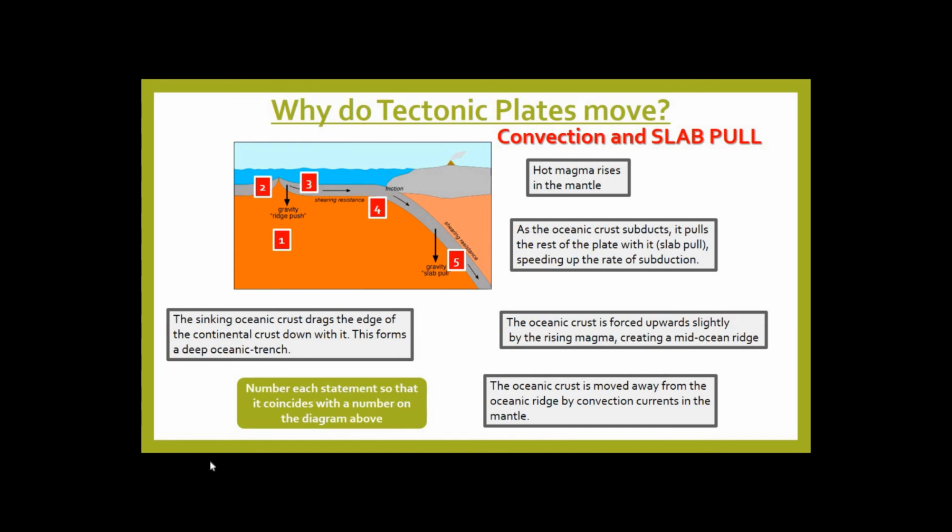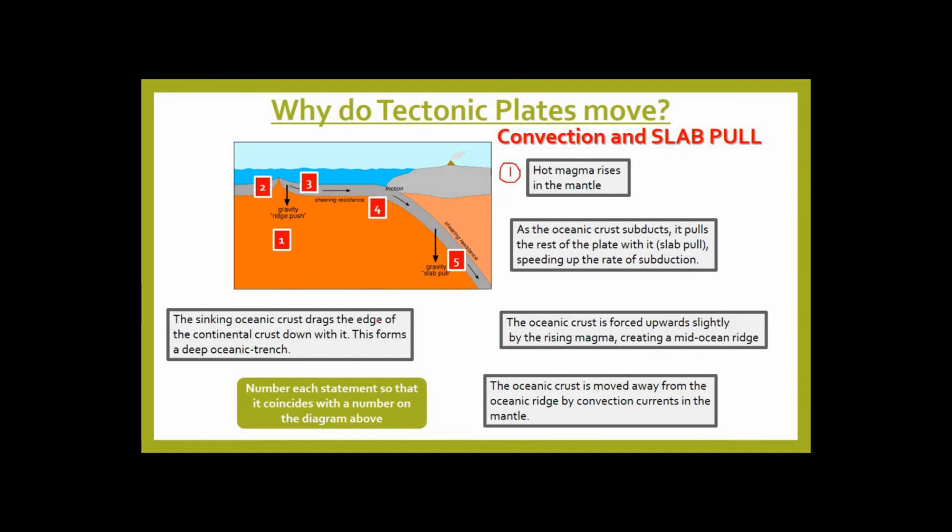Okay, so you should have them in this order. Let's take a look. So number 1, the hot magma rises in the mantle. Now magma is the word given to the hot molten rock when it's inside the earth. Once it's been erupted out of a volcano, it's called lava. I don't know why the name changes, it just does.